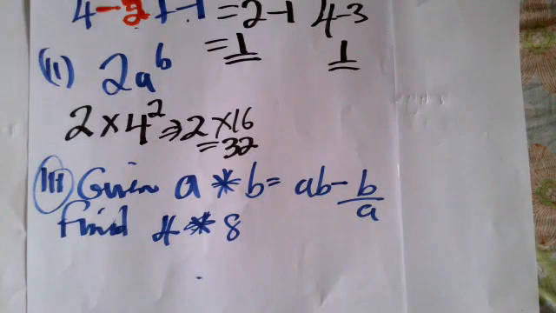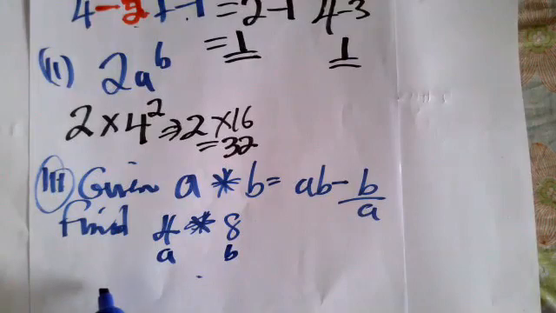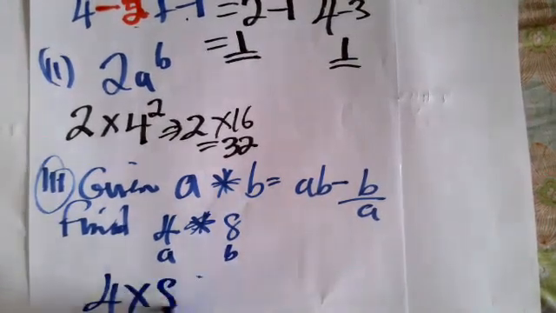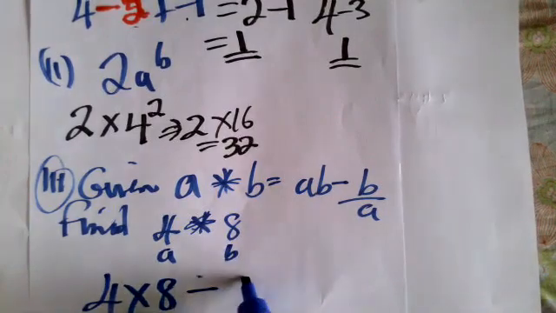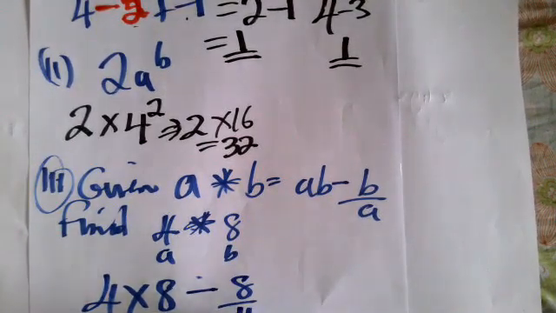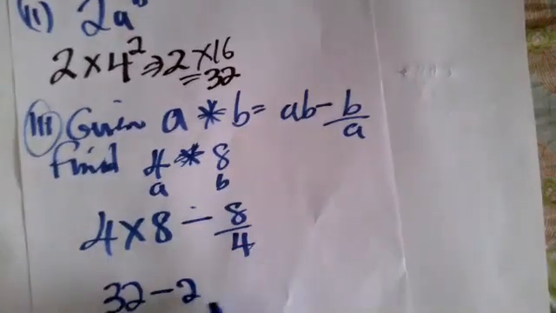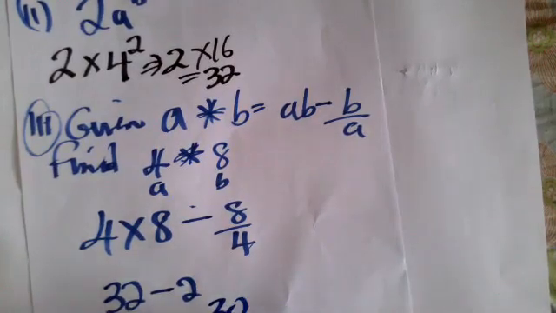So let's put in what we know. This is A and this is B, and we are supposed to multiply 4 times 8, because it's AB, minus 8 upon 4. You don't necessarily have to do this part first. So this gives us 8 divided by 4, which gives us 2. So it's 32 minus 2, which is equal to 30. So the answer is 30.